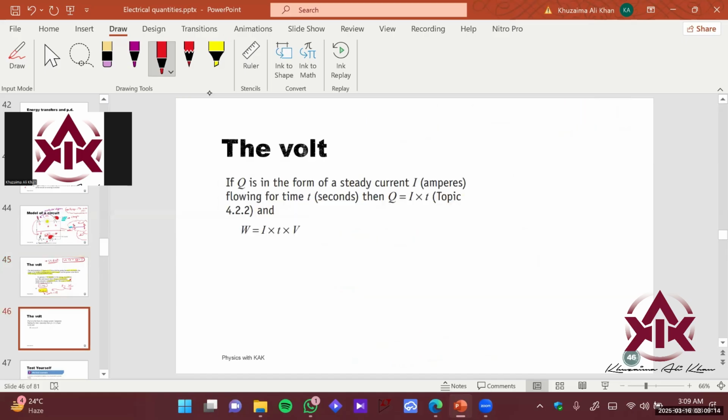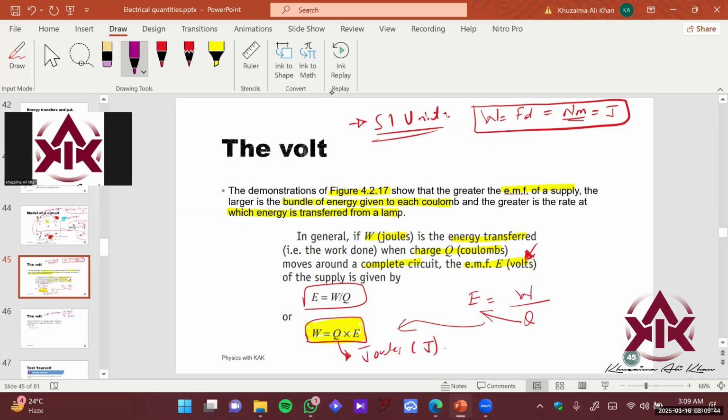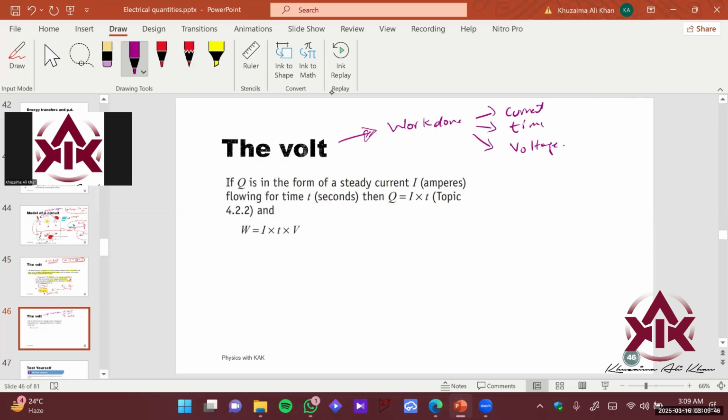Okay. Now we are going to find a formula for work done in different forms. Now I'm going to find a formula for work done in terms of the current flowing in the circuit, the time it takes to complete the round, and the voltage of the battery. We already have this formula: E equals charge times EMF. So let's find the work done over here.